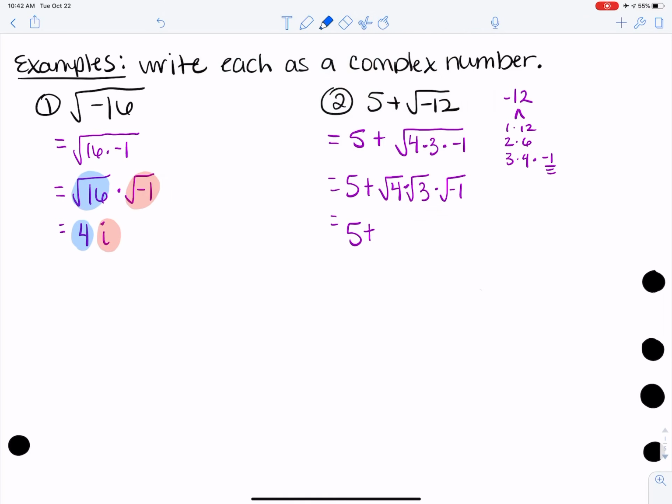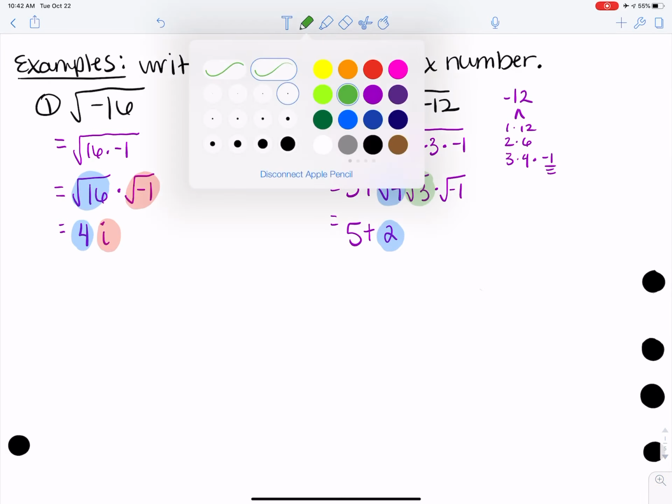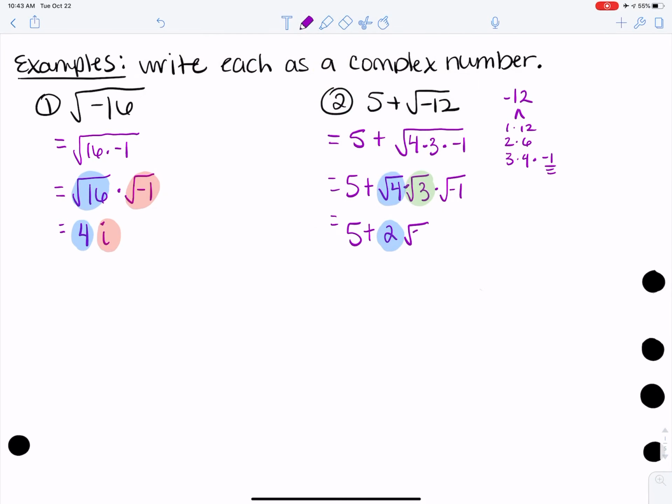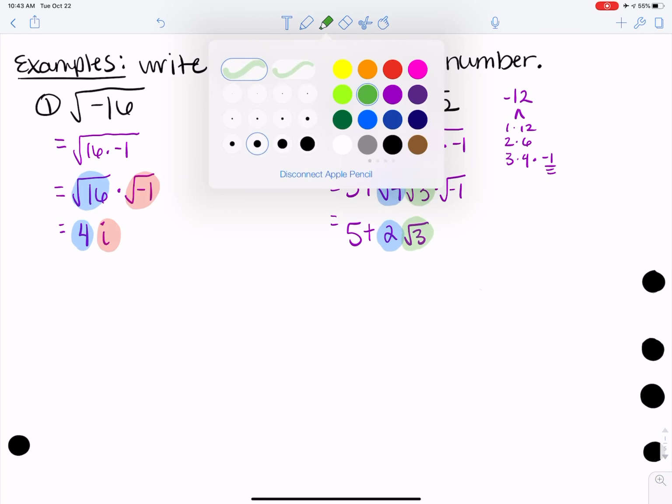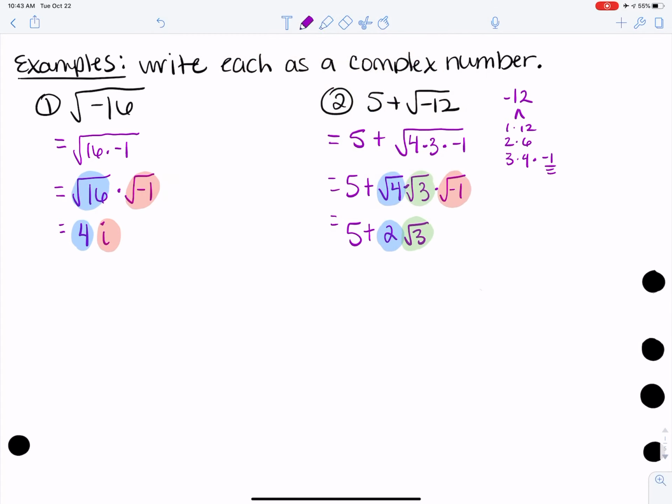So 5 plus the square root of 4 is 2. And the square root of 3, well, there's nothing that can happen with the 3. There's nothing that can happen to the 3, so we just leave that as the square root of 3. And the square root of negative 1 is i. So the square root of negative 1 converts to i.